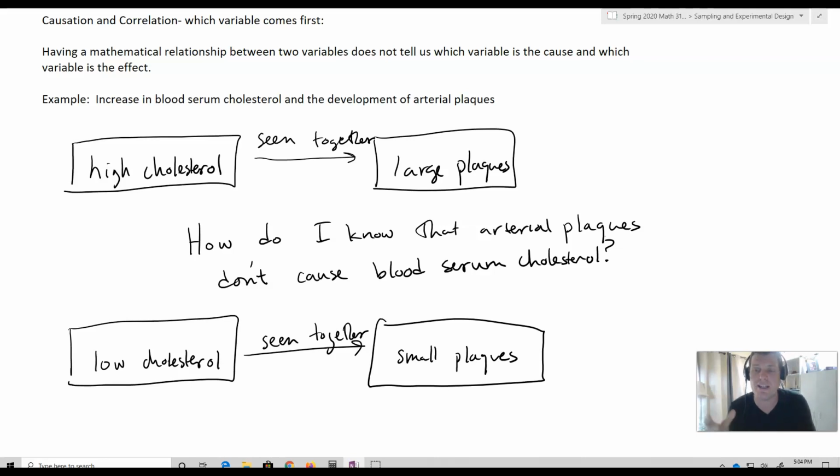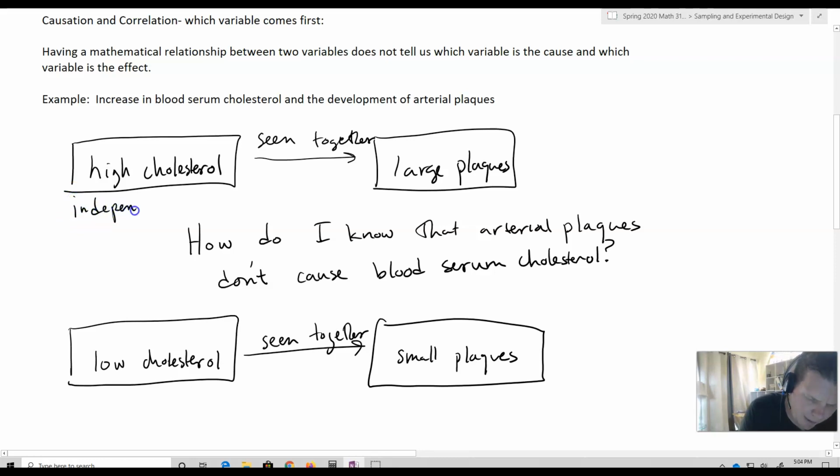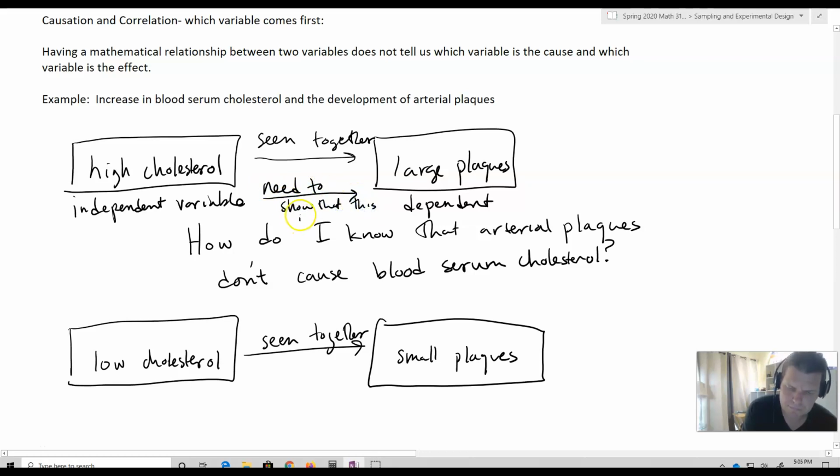So this is a question that researchers have to answer because that's the question of whether or not one precedes the other. If I'm going to say that cholesterol is my independent variable, and my dependent variable is the size of the plaque, then I need to show that this is the relationship. So that's the thing that I need to show.